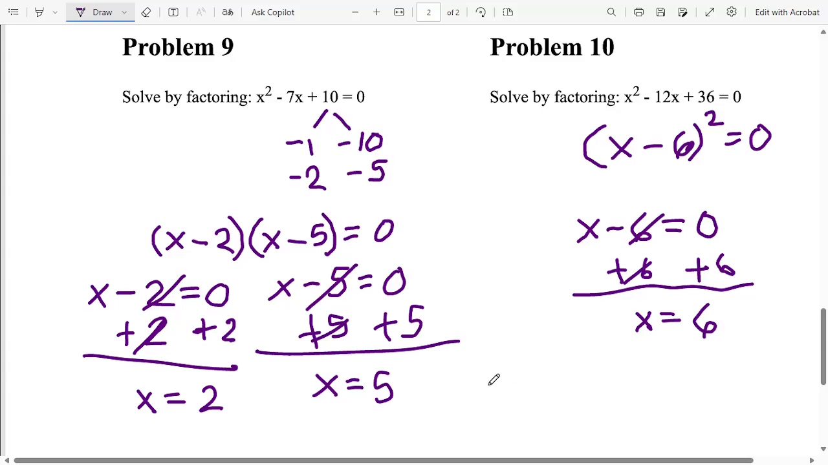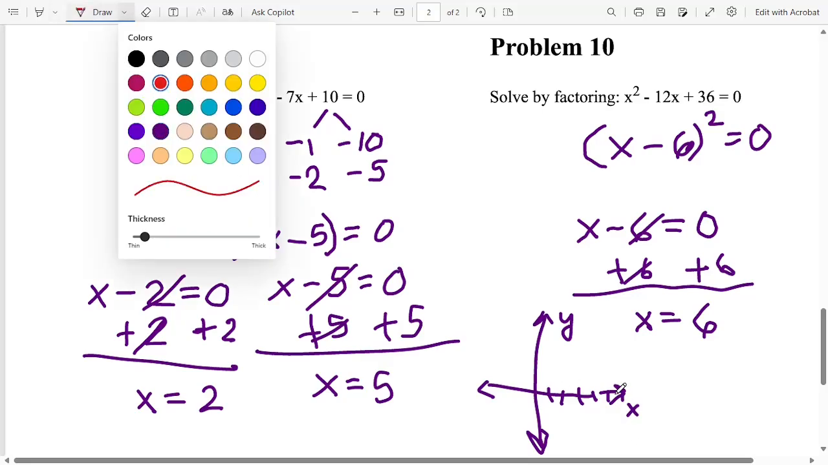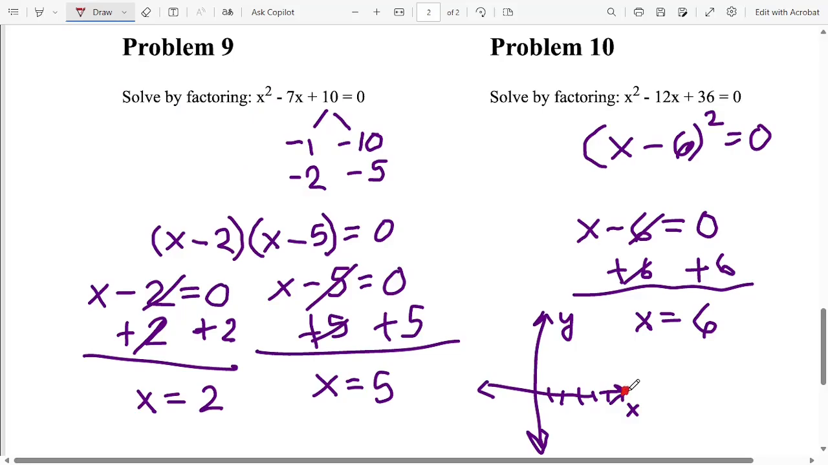Now, if we were going to sketch this on a graph, we have our x-axis here. Pretend that's actually straight, and our y-axis there. It's tough drawing with the mouse here. But if we have 1, 2, 3, 4, 5, 6, the vertex is going to bounce off the x-axis at 6 and go up like so, because we have a positive 1 in front of the x squared, so it's going to open up. That's going to be a bounce off of x equals 6.